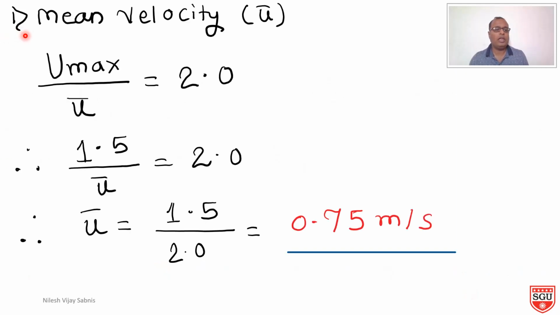We know the relationship between Umax and U bar. The ratio of Umax and U bar is 2. Umax is 1.5. We want to find out U bar. U bar is equal to 1.5 divided by 2.0, nothing but 0.75 meter per second, which is our first answer.